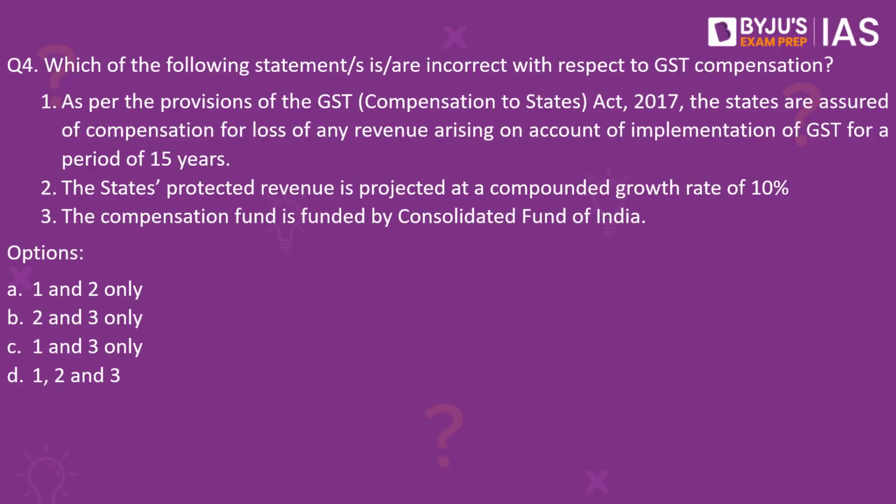As per the provisions of the GST Compensation to States Act 2017, the states are assured of compensation for loss of any revenue arising on account of implementation of GST for a period of 15 years. The next statement reads, the state's protected revenue is projected at a compounded growth rate of 10%. And the last statement reads, the compensation fund is funded by the Consolidated Fund of India. Please have a look at the options.